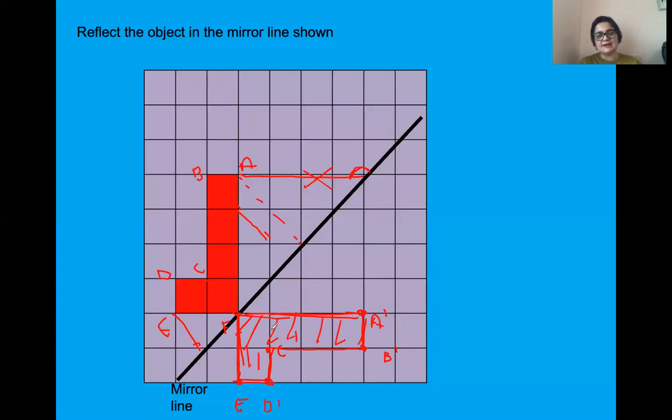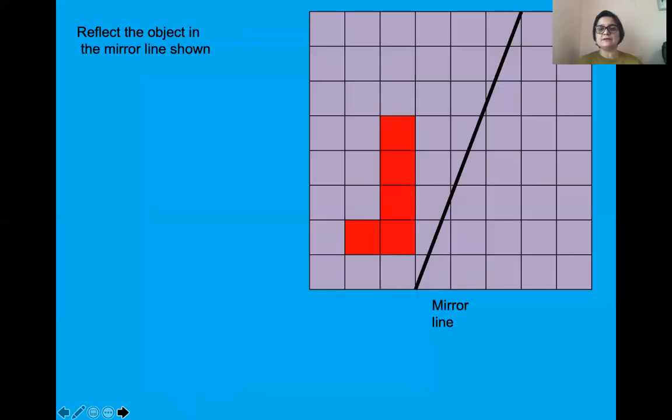Can you see? Now imagine if you fold the whole shape where the mirror line is. Do you think they are going to match? Of course they are going to match. Okay, now the next example is going to be this one here.